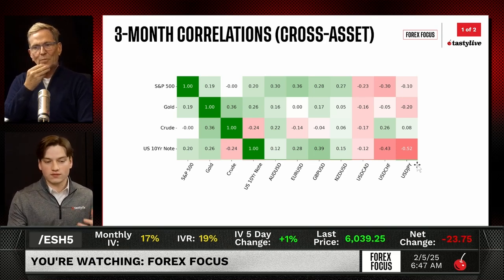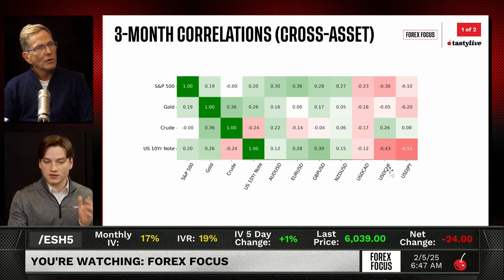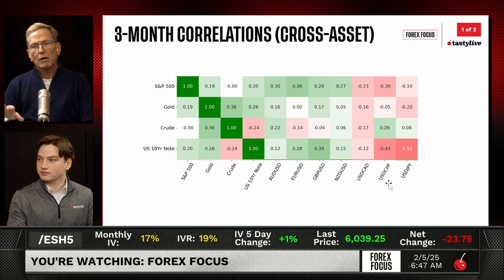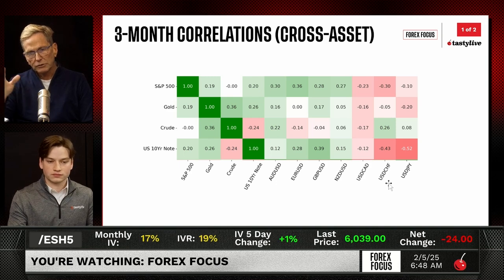To me, your eyes go first to this dollar-yen correlation with U.S. rates. We've talked about that before. That story we know, but what I was surprised by is that you also see that in dollar Swiss franc. And when we talk about statistically significant, when we look at 0.06 or 0.17, there's not a lot to it.